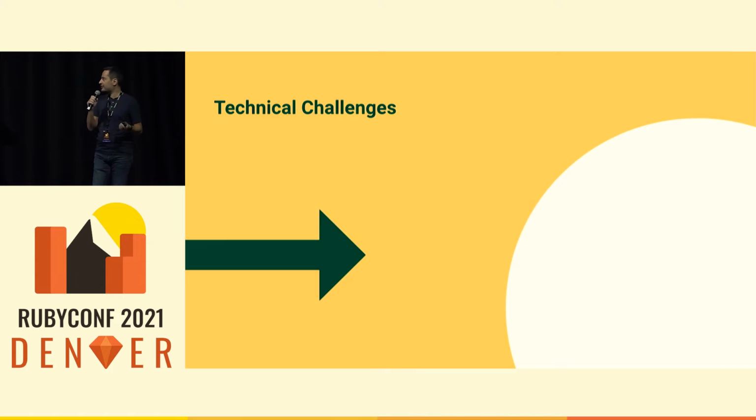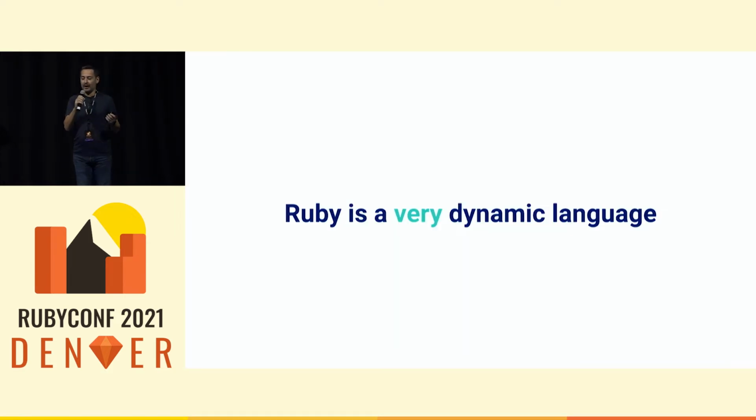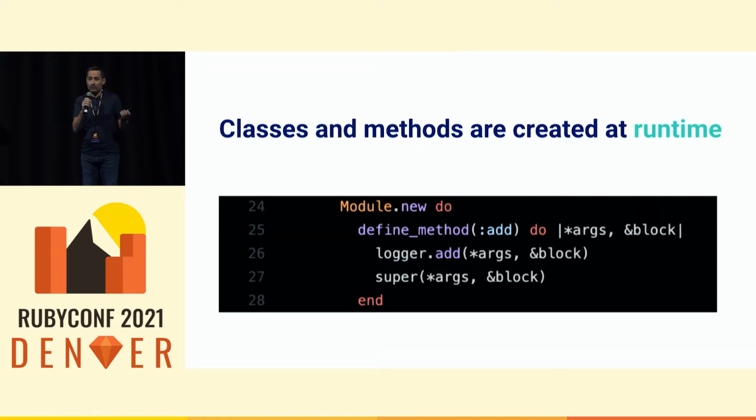But then obviously there are also technical challenges. Ruby, like we said, is a very dynamic language. We always create classes and methods at runtime. Like in this example, there's a new module being created at runtime, which defines a method at runtime, and this can be conditional as well. So it's impossible to statically type check or even understand what this code is doing without actually running it.